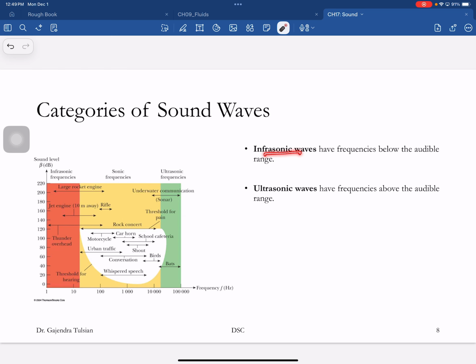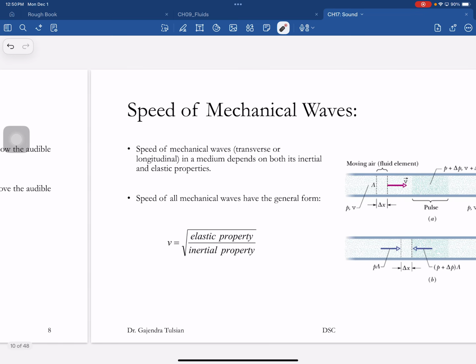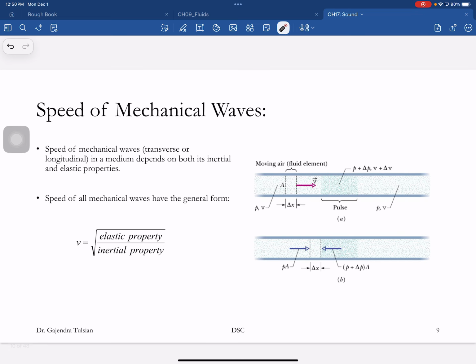So infrasonic waves are sound waves of frequency below 20 hertz. Ultrasonic waves are above about 20,000 hertz. Okay, so it turns out that the speed of sound waves depends on the elastic property of a medium and the inertial property of a medium. So the stiffer the material, the bigger this number will be, and the faster sound will travel.